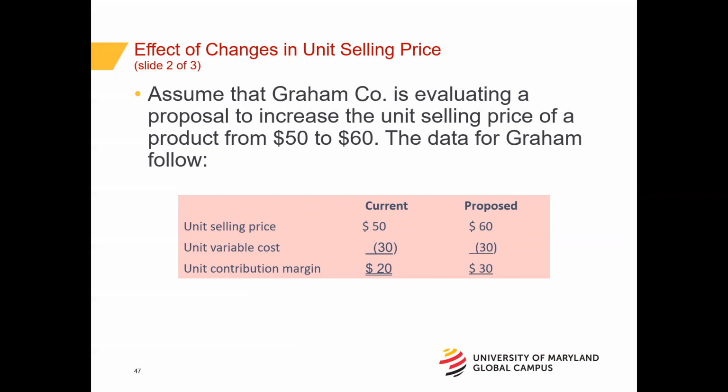I want to raise my prices by $10 to get a little bit more profit per unit. Got to make a little bit more money for whatever reason, right? So, proposed sales price of $60 per unit. That's an increase of $10 in the sales price. Variable cost remains the same, $30 per unit. And my contribution margin has increased by $10. Why? Because sales price minus variable cost equals contribution margin.